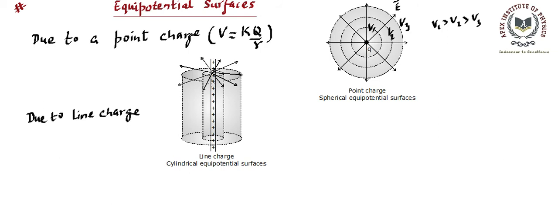So let's say this is a long line charge. Surrounding this line charge, there is going to be a cylinder, the inside one. All the points of the cylinder are equidistant from this line charge. So all the points will have the same potential. Let's call that potential V1. Similarly, if we draw another cylinder, this outside cylinder will have a potential V2. That means it will be the potential of all the points. So due to a line charge, we will have cylindrical equipotential surfaces, right?